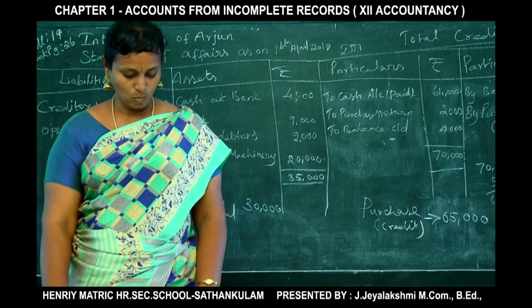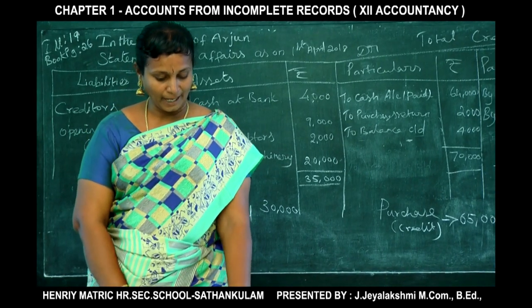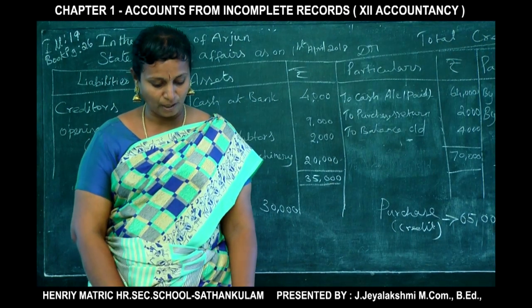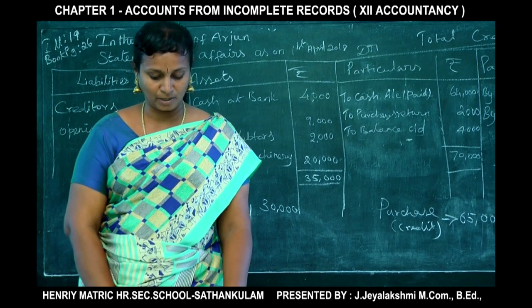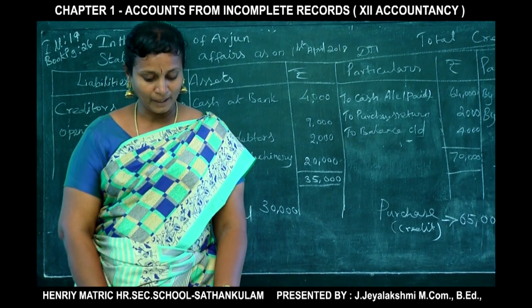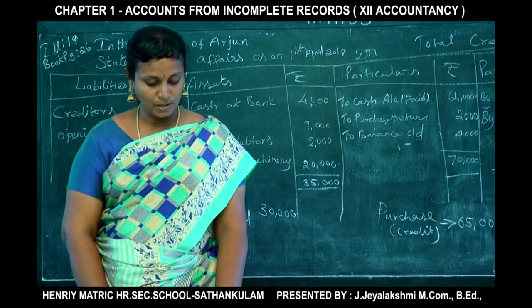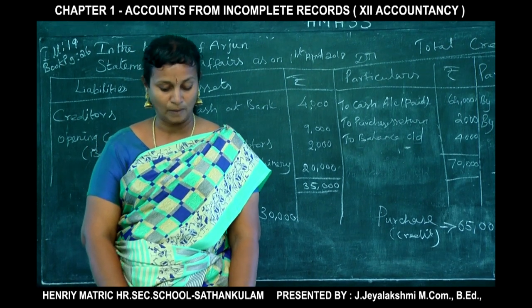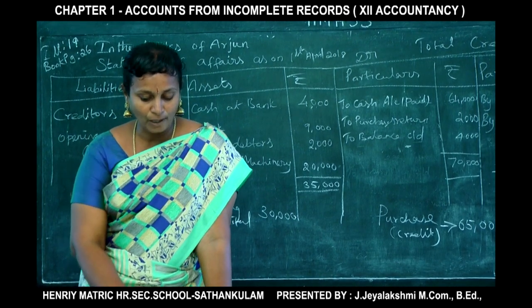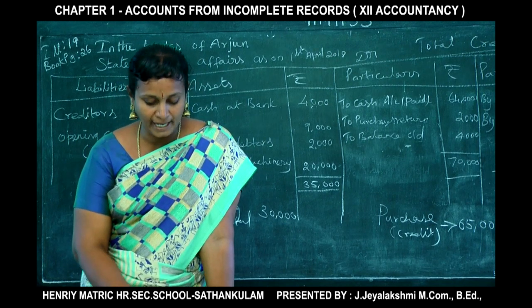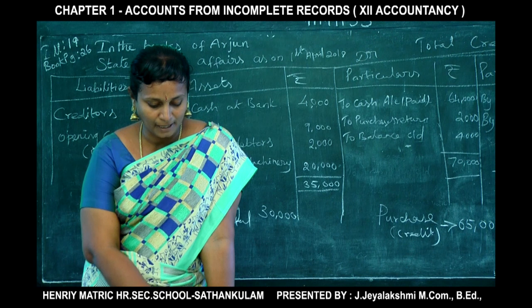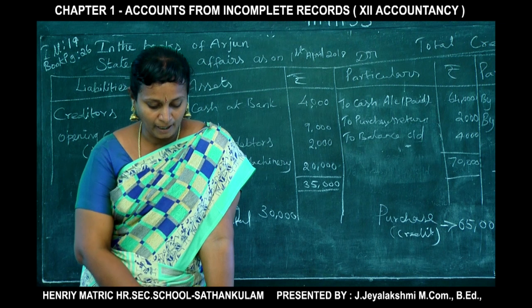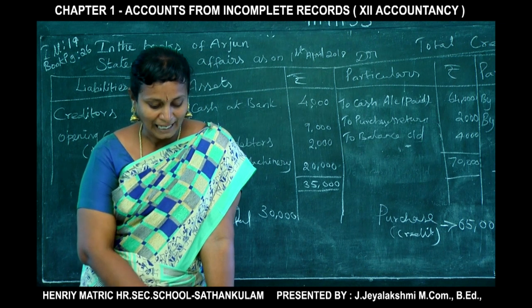Problem 19, book page 26. Here Arjun carries on a grocery business and does not keep his books on a double entry basis. The following particulars have been extracted from his books. What is the instruction given here? He didn't follow the double entry system, so some of the books in which he has entered the transactions are given below. Here plant and machinery for opening and closing is given. Opening and closing of stock, sundry debtors, and cash at bank are given.